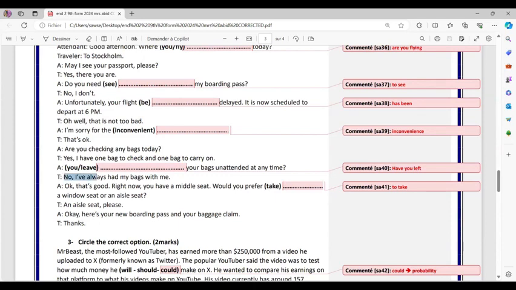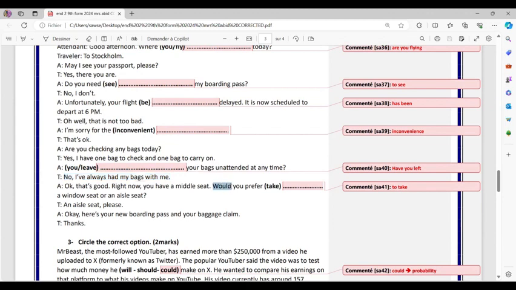And please remember, if it is a question, you look for the answer and you will see: no, I have always had. So the answer is from the same form of the question, and the question should be, have you left? Remember, capitalize the H. It's the beginning of a new sentence. Right. Have you left it unattended? No, I have always had my bag with me. Okay, that's good. Right now, you have a middle seat.